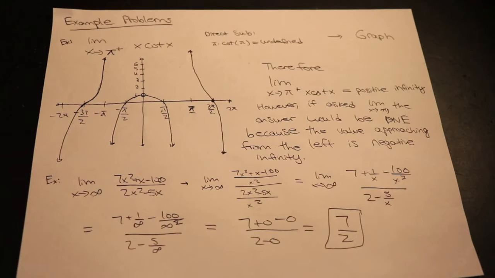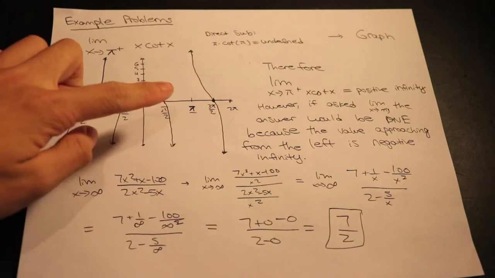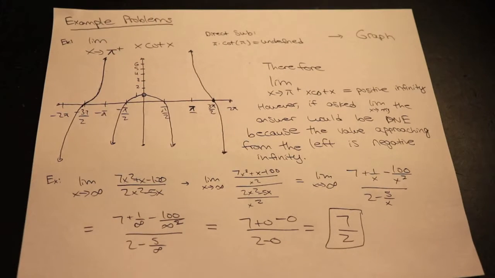Number 1. The question is asking us to find the limit as x approaches pi from the right of x cotangent of x. When we try direct substitution, we get that the value is undefined. So we turn to our graph. On the graph, we can see our value of pi, and we want to solve from the right, so we can see that it's going towards infinity. So therefore, the limit as x approaches pi from the right of x cotangent of x is equal to positive infinity.